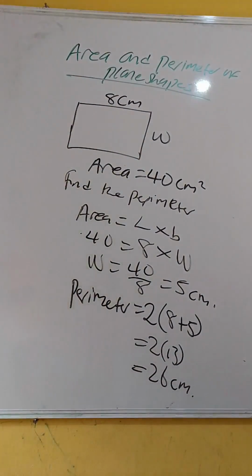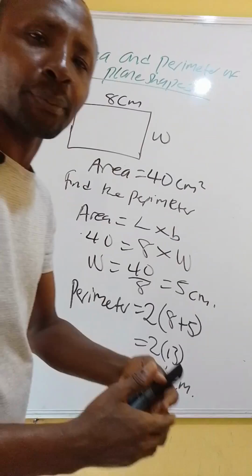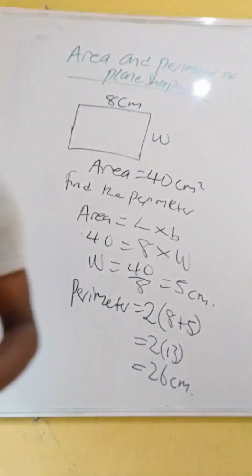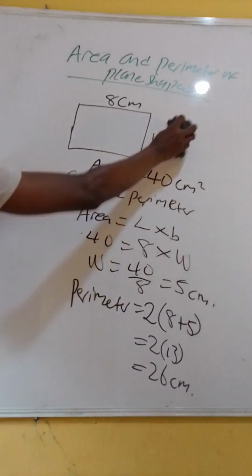So just divide the area by the length or the width. That will give you the other side. Then you use that to get the perimeter. Now look at this one. What if you are given the perimeter? What if you have a rectangle?